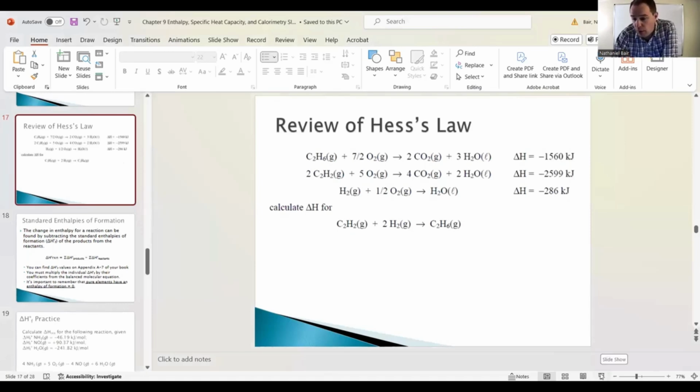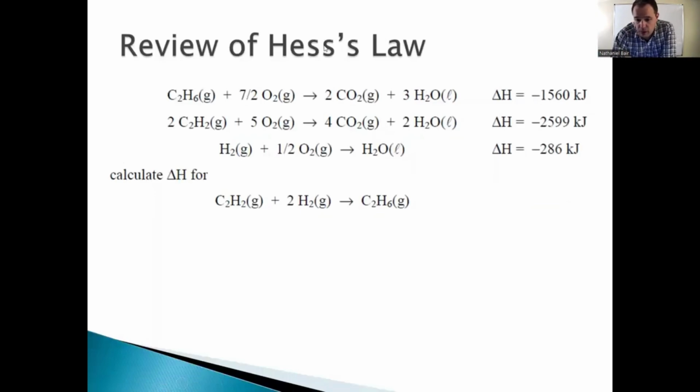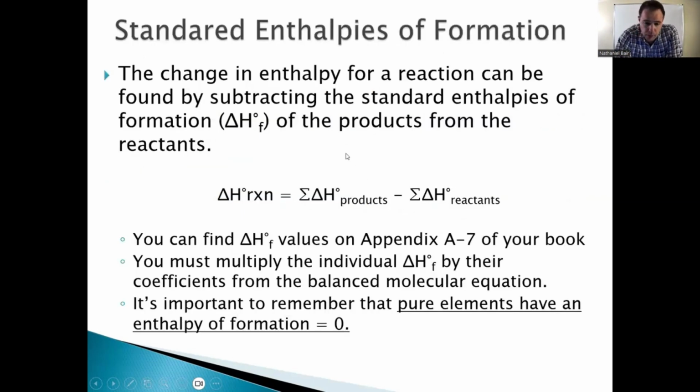I'm going to show you two other ways to do this. So at the end of the day, what does Hess's law do? Hess's law lets you get the enthalpy for a reaction without actually doing it. There are two other ways to do that. The other ways are to use the standard enthalpy of formation method.